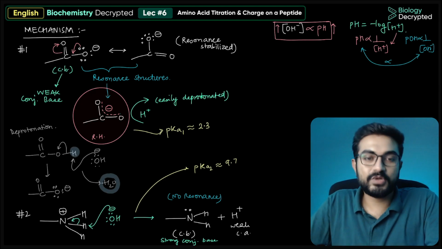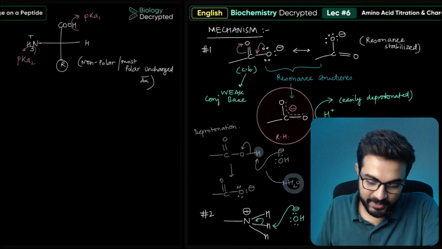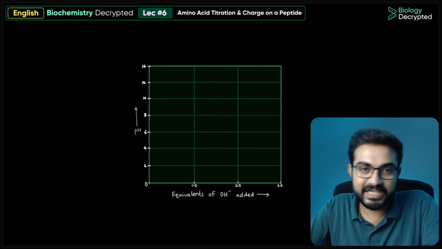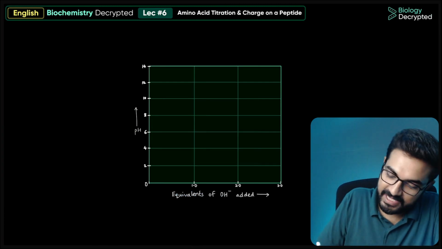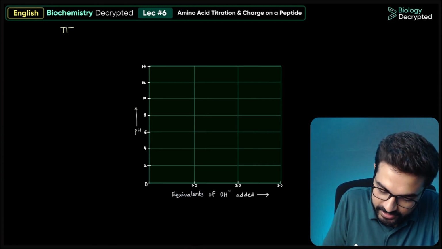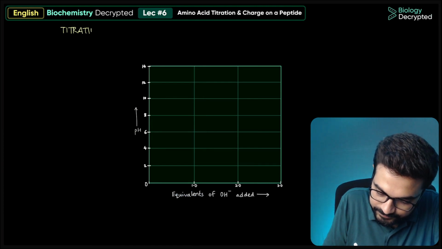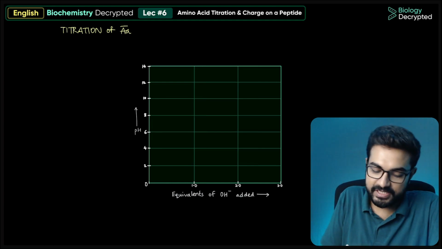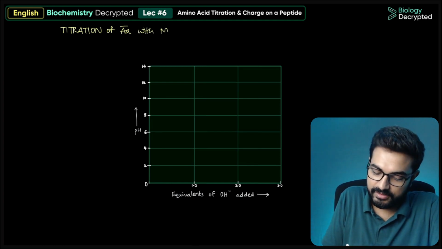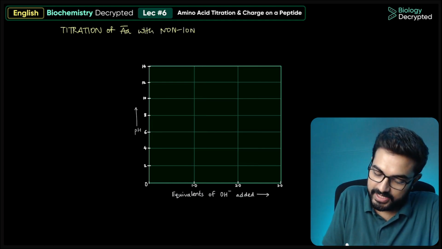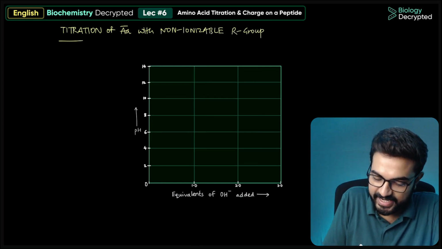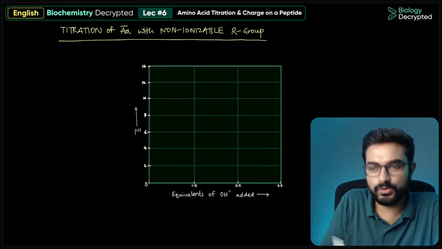Now we have understood the mechanism, the overall concept of ionization. Now let's come to the actual part of titration of amino acids. So we'll be talking about titration of amino acids with non-ionizable R group. This is what we have been talking about.